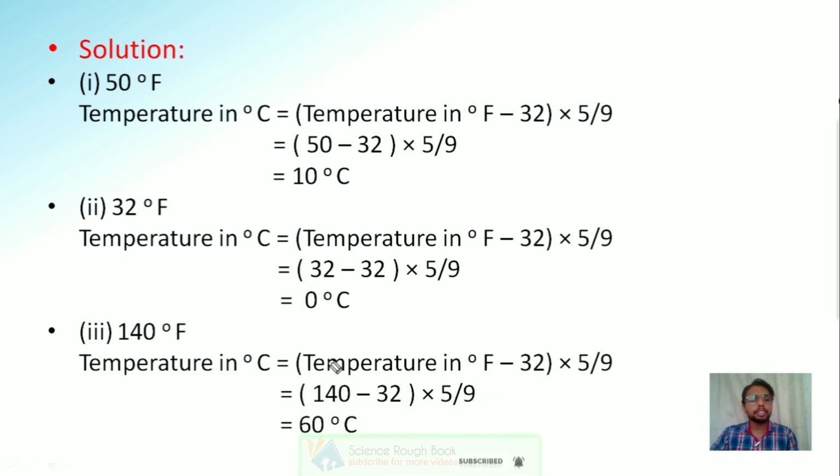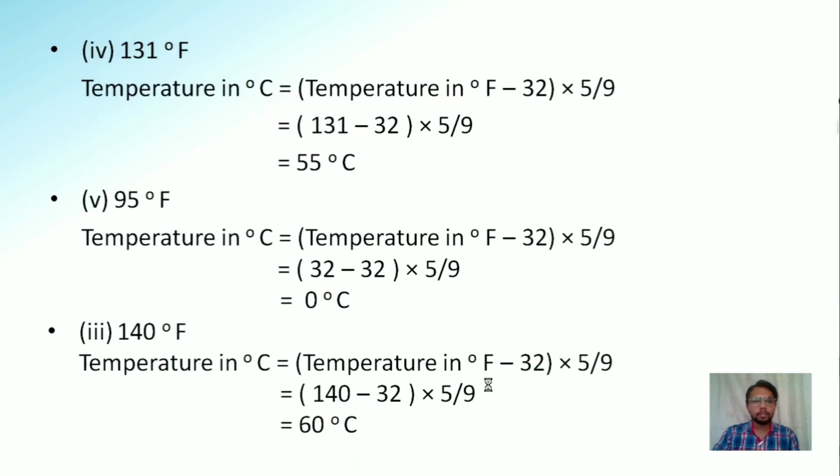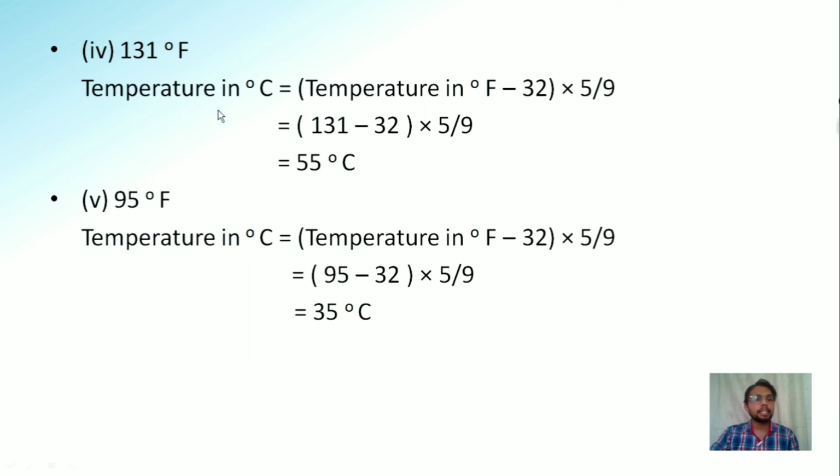Next one, 140 degree Fahrenheit. So temperature in degree Celsius is equals to temperature in Fahrenheit minus 32 into 5 by 9, answer is coming out to be 60 degrees Celsius. Next one, 131 degree Fahrenheit, the same formula. Here we are placing the 131 degree Fahrenheit minus 32 I'll be subtracting and then I'll be multiplying it with 5 by 9, answer is 55 degrees Celsius.